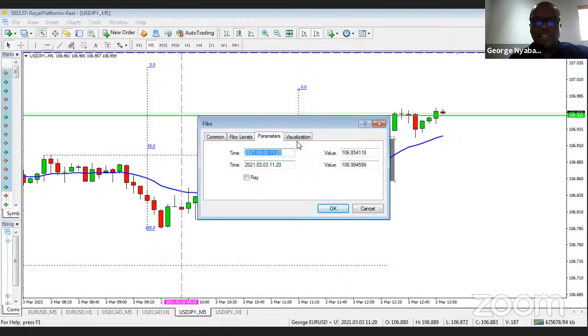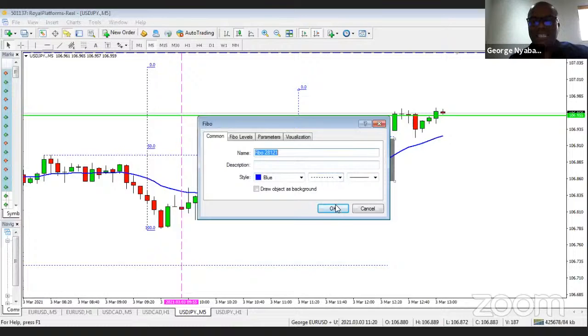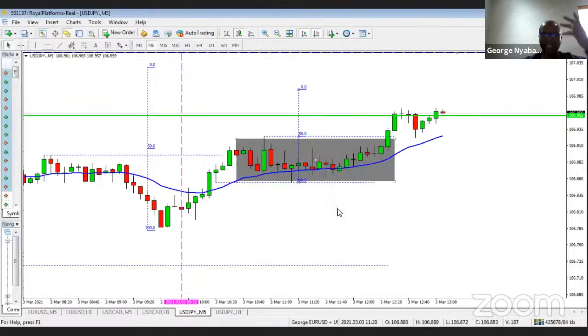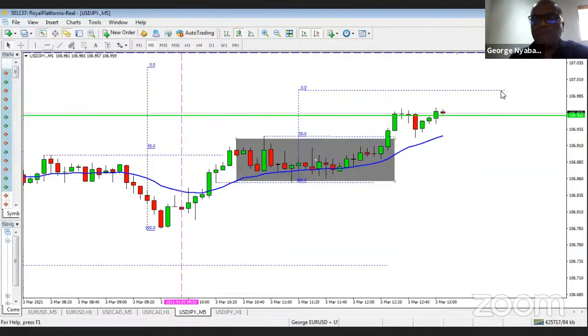Okay, remove the ray, visualization, all time frames. You can choose the color, you can choose the way you want the lines done. That's just up to how it works for you. So that's a measured move on this. And I typically want to just leave it here until it is breached at some point.